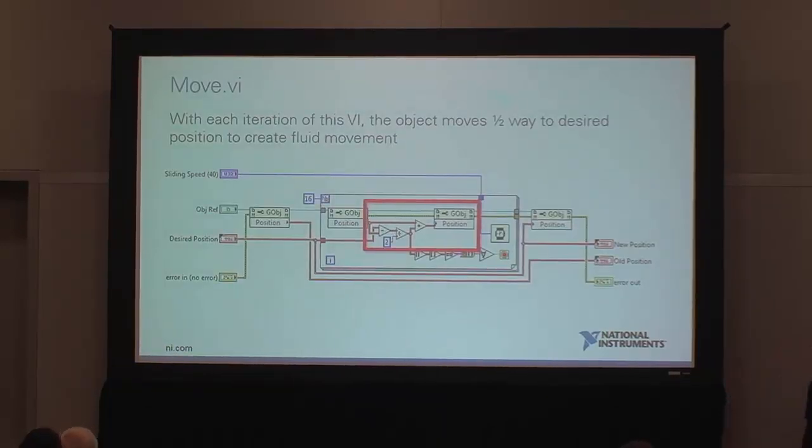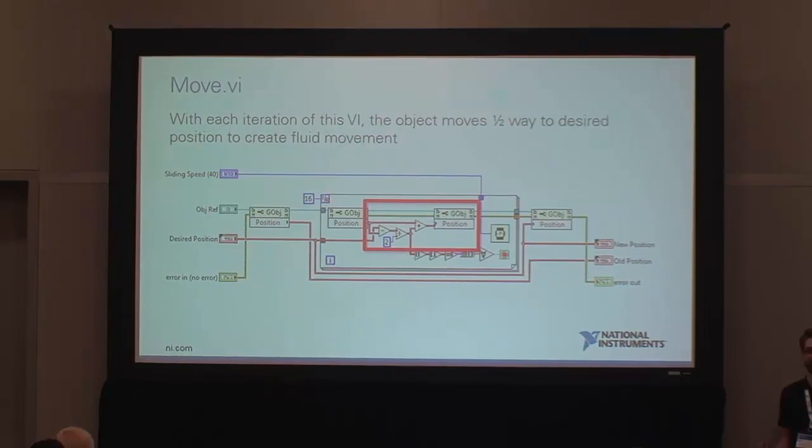So the move.vi, essentially we have a for loop and we've got some property nodes. This for loop is going to iterate, and we've just set an arbitrary number of 16 iterations here. And in each iteration, we're going to move the object half of the way that we want to move it. So we have a desired position and a current position over at this end. So we have where we want it to be and where it is. And then over each iteration, we update that position by half of that difference. In doing this, we create a very fluid movement.